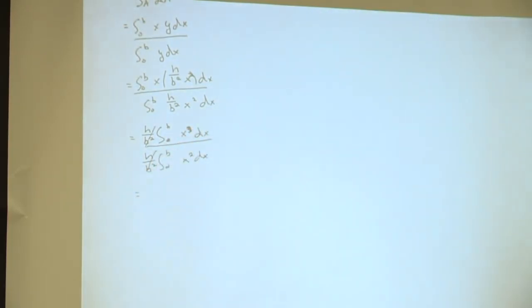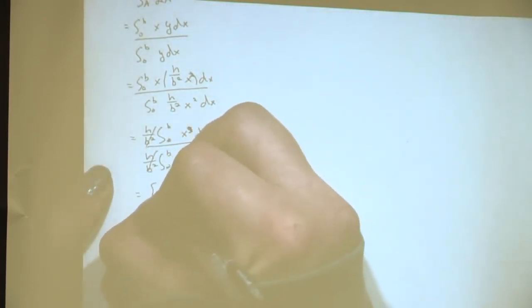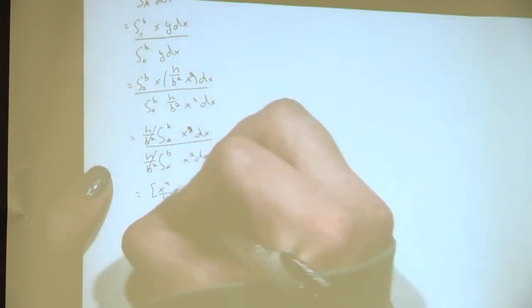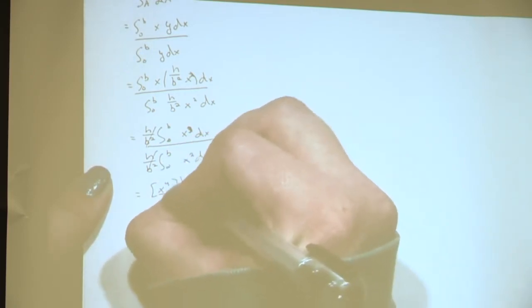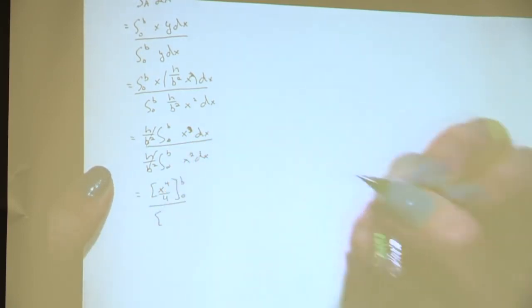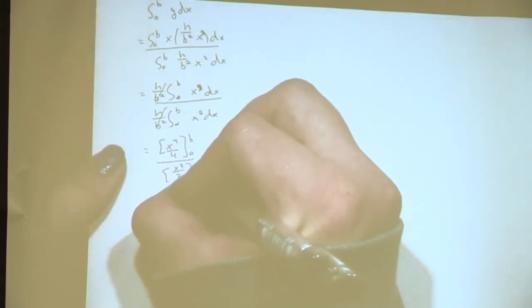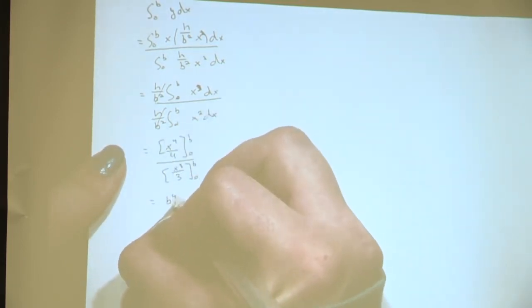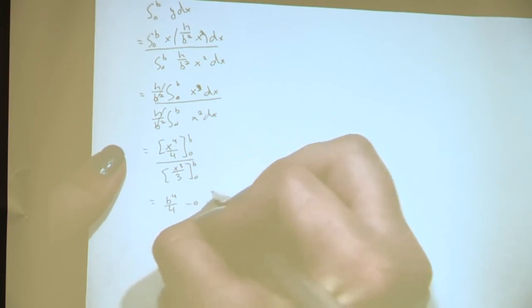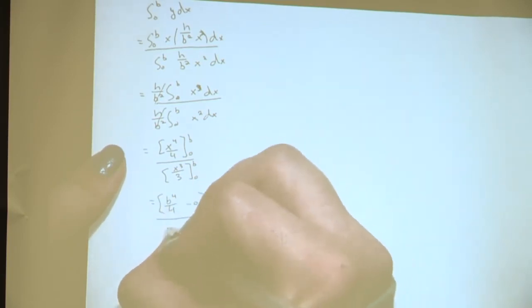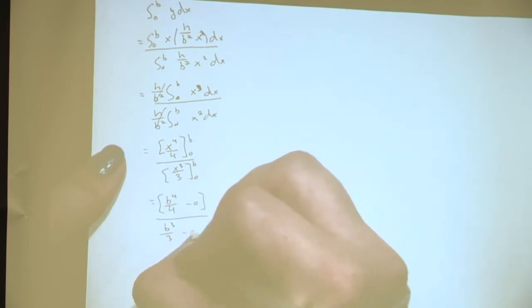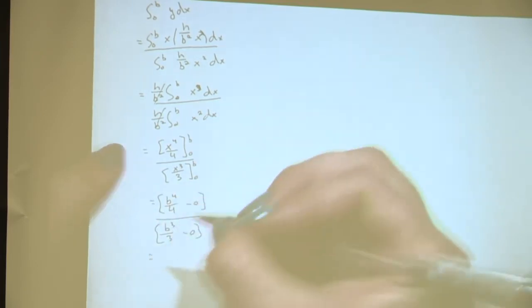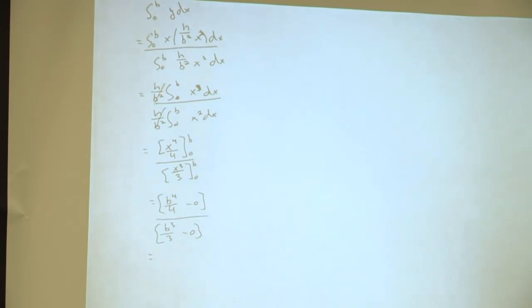And then what is the integral of x cubed? Awesome. So we have x to the 4 over 4 from 0 to b. And then what about x squared? x cubed over 3 from 0 to b also. So we plug in b. So for the top, we have b to the 4th over 4 minus 0. And then on the bottom, we have b cubed over 3 minus 0. Now, what should we get now?